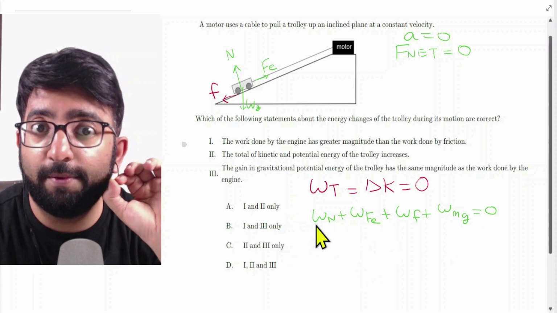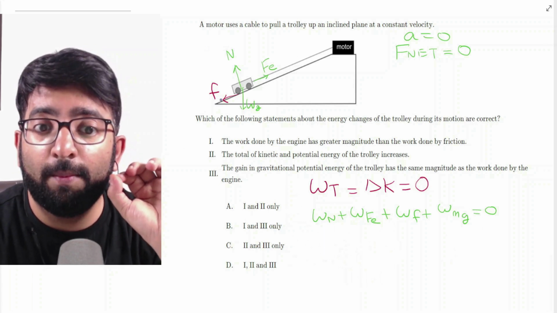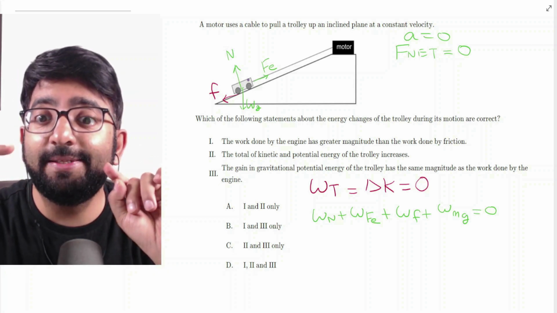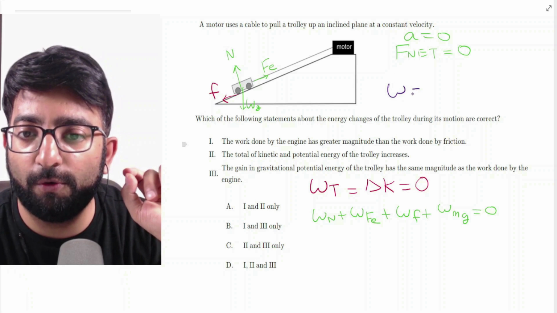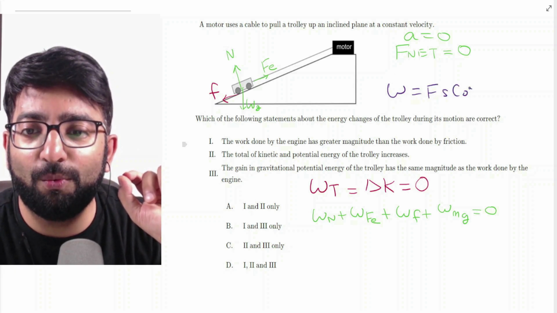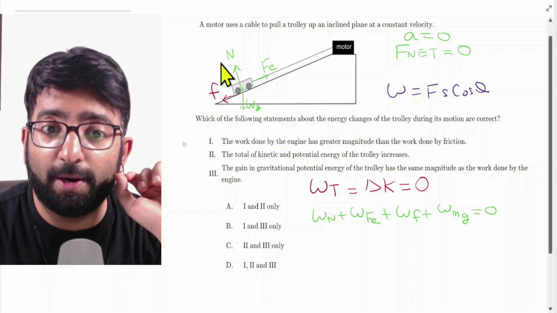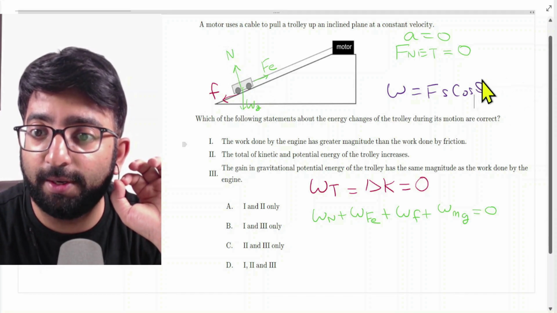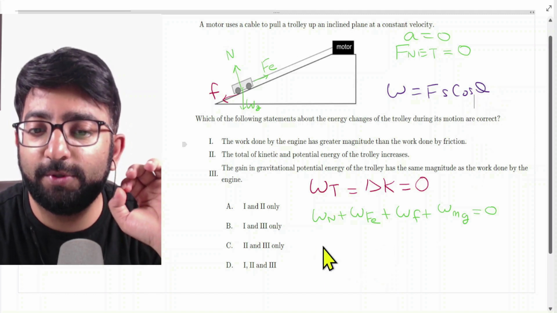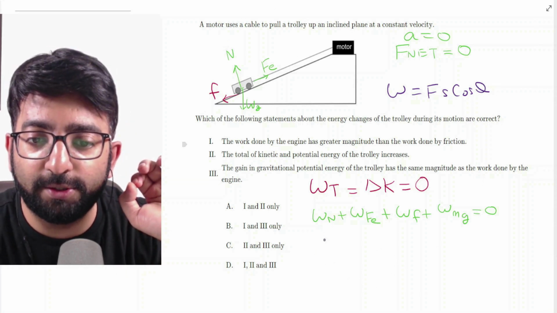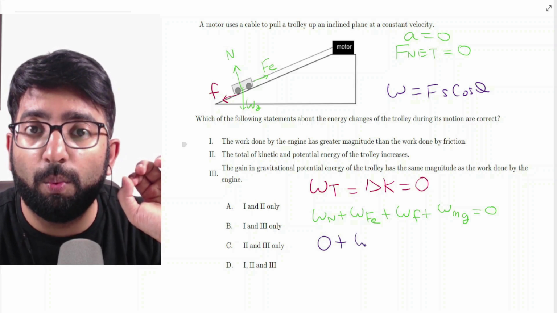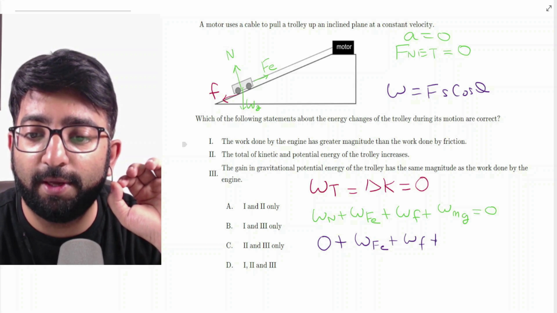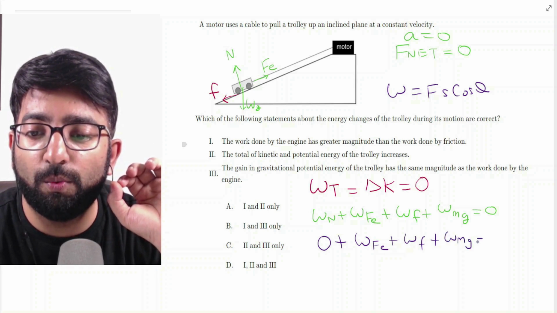Now, work done by normal reaction is always zero, as we know, because normal reaction is always perpendicular to the displacement. Work done is Fs cos theta. This is just for revision. Work done is Fs cos theta. But for the normal reaction, N is always perpendicular to the contact surface. So theta will be 90, cos 90 becomes 0. So work done by the normal reaction will be 0. Plus work done by the engine force Fe plus work done by friction. Then we have the work done by mg.